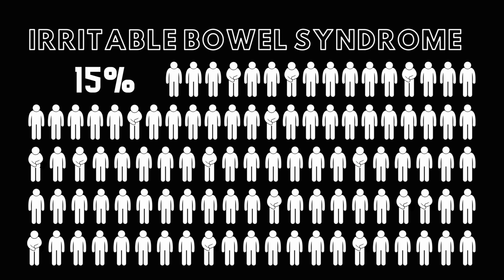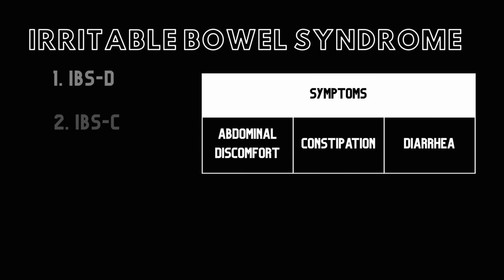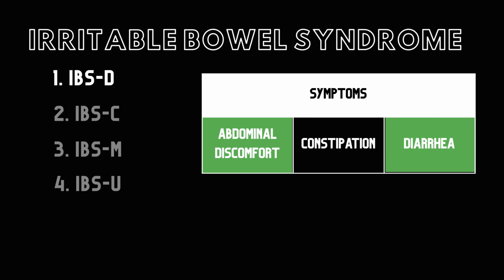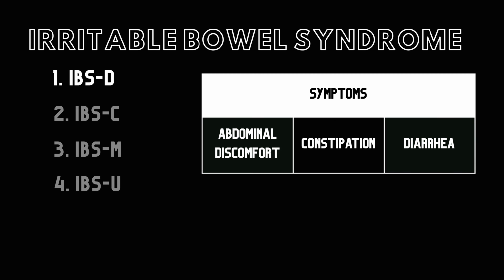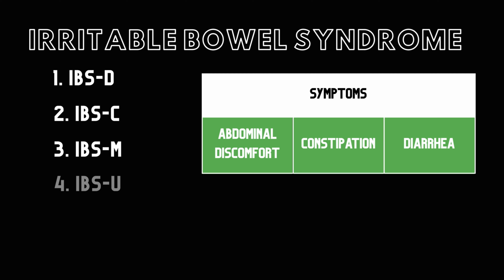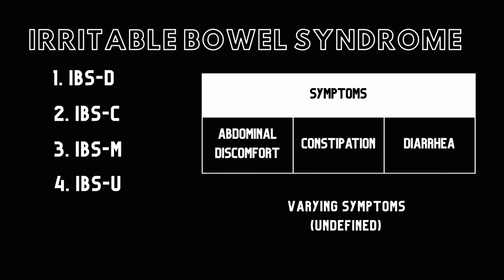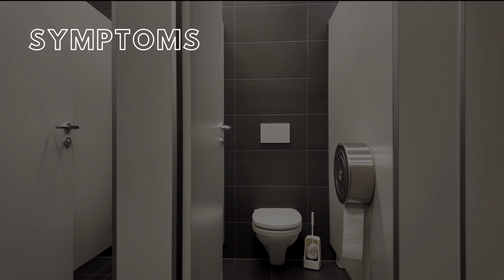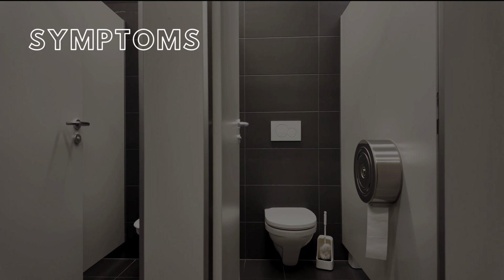IBS afflicts approximately 15% of the U.S. population, and 4 types are recognized by the medical community. IBS-D causes diarrhea and abdominal discomfort. IBS-C causes constipation and abdominal discomfort. IBS-M exhibits alternating diarrhea and constipation with abdominal discomfort, and IBS-U exhibits varying symptoms. Individuals with IBS usually begin experiencing symptoms before the age of 40.